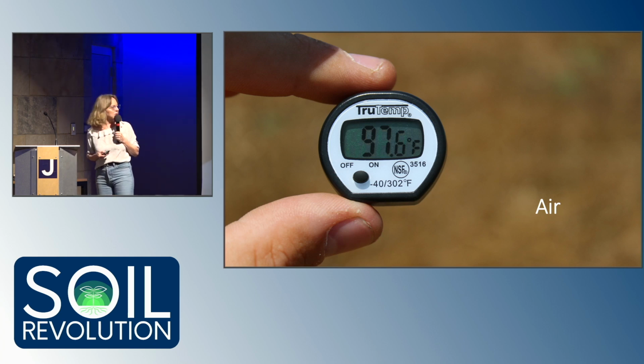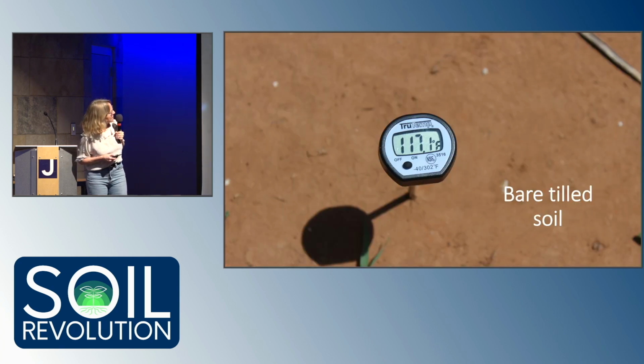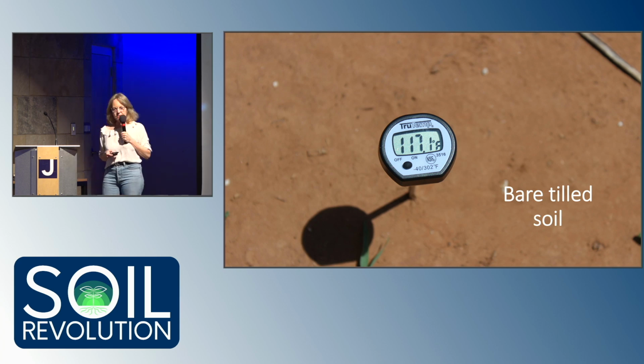This is the air temperature on a field day. It's 97 degrees, bare soil, 117. Now think about what that does to global warming, just this, right? So we're talking about how land use is a big part of global warming. Doesn't this alone make a difference, right? This is hot. This is ridiculously hot.